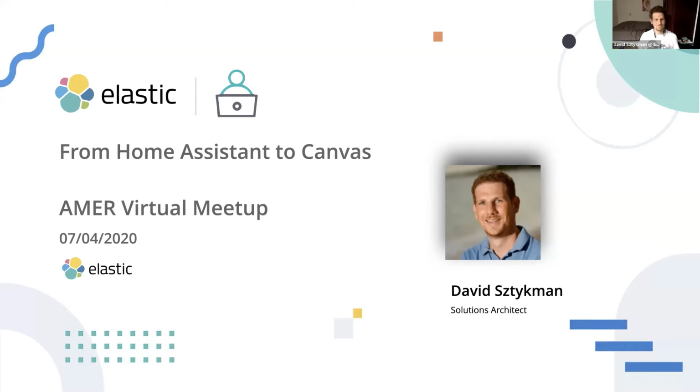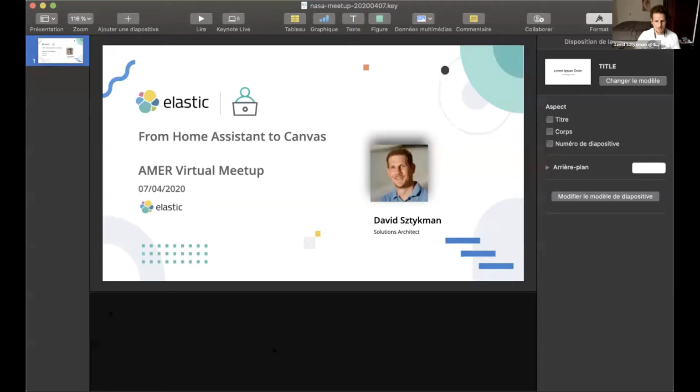Thank you. Sure. So hey everyone, my name is David Sztykman. I'm a solution architect based in Paris, as you can tell from my French accent, obviously. So today I'm going to show you a little bit what I've built at home, which is a home automation system, which basically is fetching lots of data and pushing it into Elastic. So let's get to it.